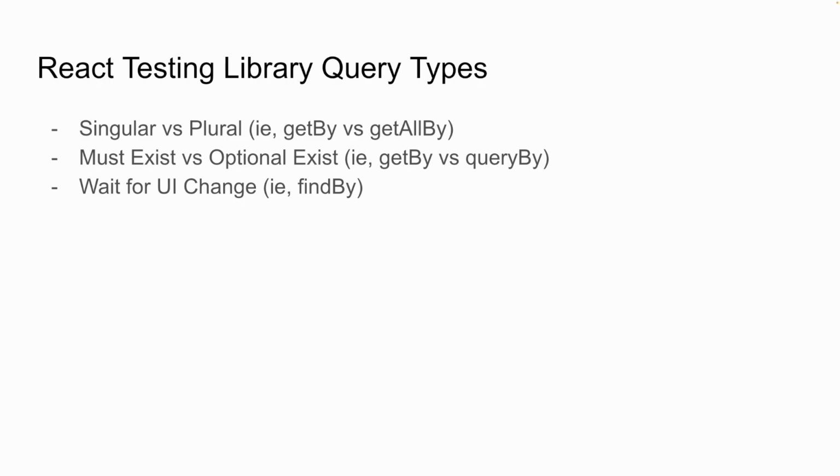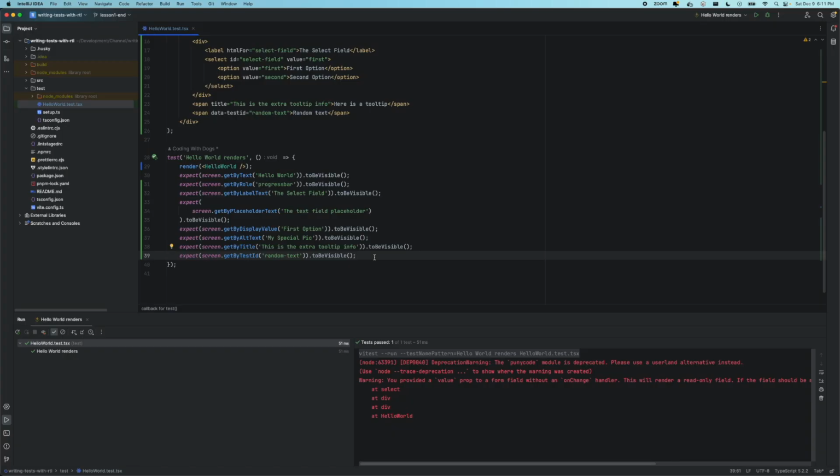And lastly, the last type to be aware of is waiting for the UI to change. This is something that we're just going to touch on in this lesson, but it's going to be huge later on as we start getting into user interactivity. It's a very common scenario where you'll have to wait either for asynchronous behavior or state updates or whatever. And so RTL offers a query type that allows for not just looking for something on the screen, but waiting for a period of time in order to allow asynchronous behavior, state changes, etc. to occur.